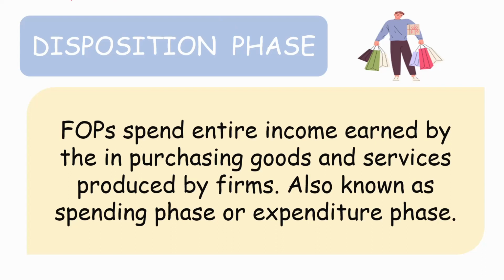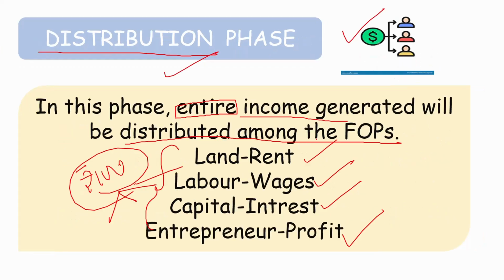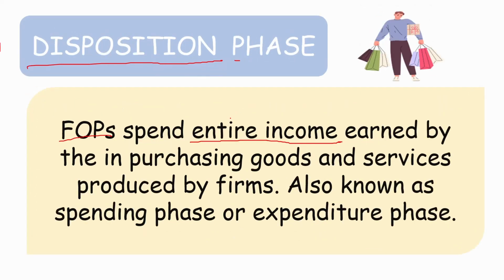Now next phase is disposition phase. Disposition phase, that means dispose means something you're disposing of. That means you put it away, you don't throw it away. Here disposition happens of income, that means you're disposing it off. Okay, so here FOPs spend entire income. Now here also entire income is being spent. Here the entire income is distributed, and here the entire income which the FOPs earn is disposed of by these factors of production in purchase of goods and services.